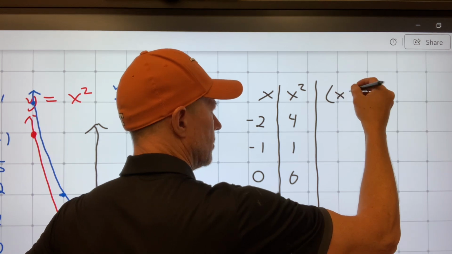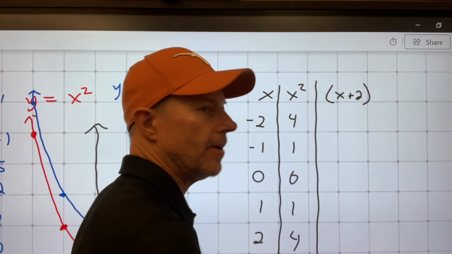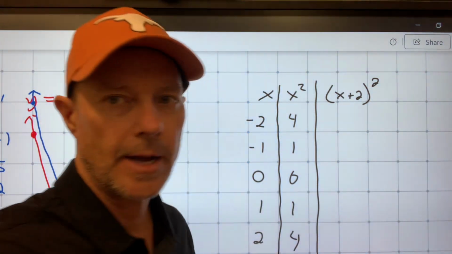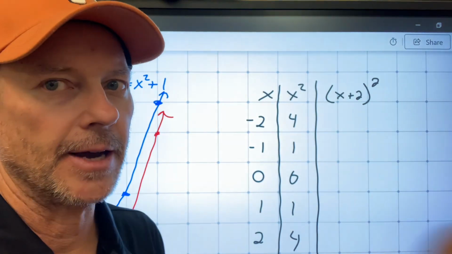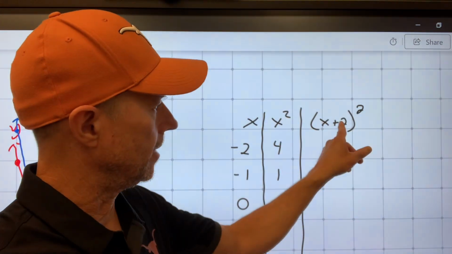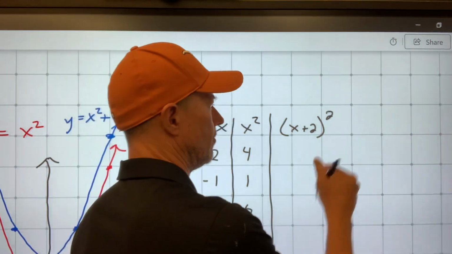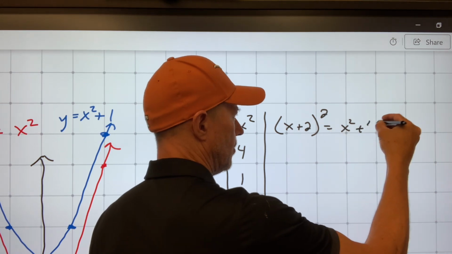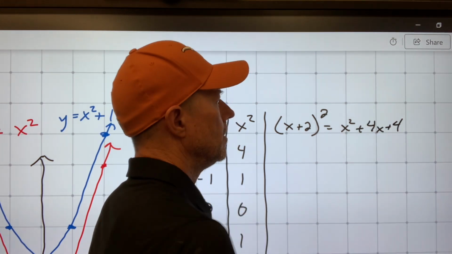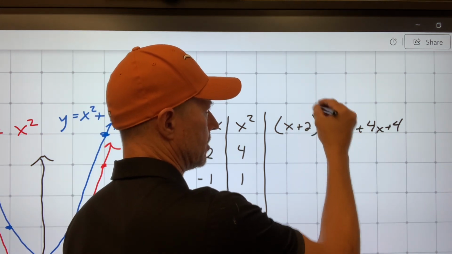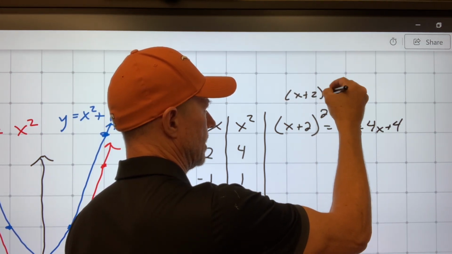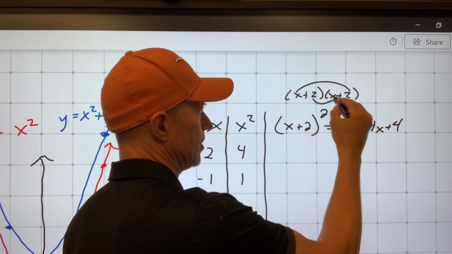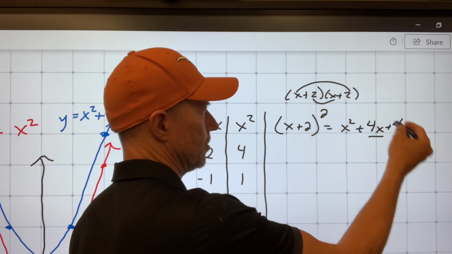But what if I looked at adding 1 first? Or let's add 2. What if I added 2 first, then squared? So I add 2 to the input, and then I square. So the formula looks like this, which of course, if we follow this out, we get a trinomial. Let's see, that would be x squared plus 4x plus 4. Because remember, x plus 2 squared is x plus 2 times x plus 2. So your x times x gives you x squared. You get a 2x and a 2x, which gives you the 4x. And then 2 times 2 is 4.